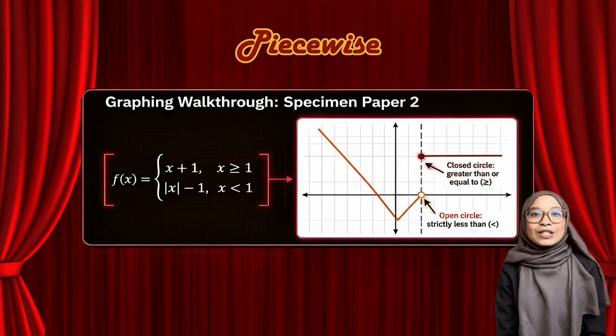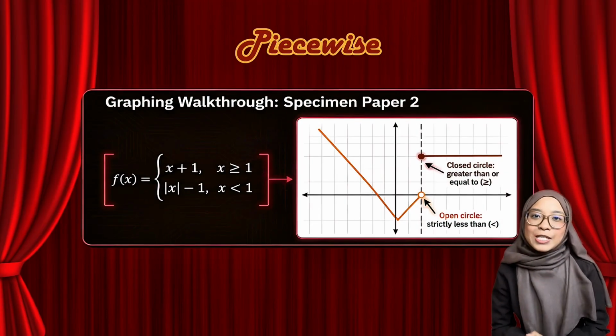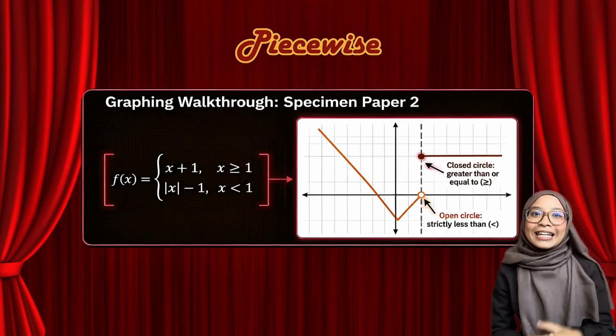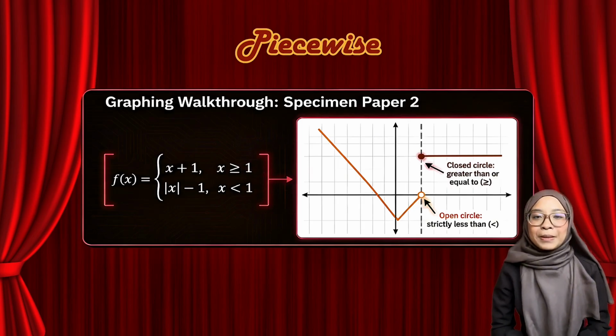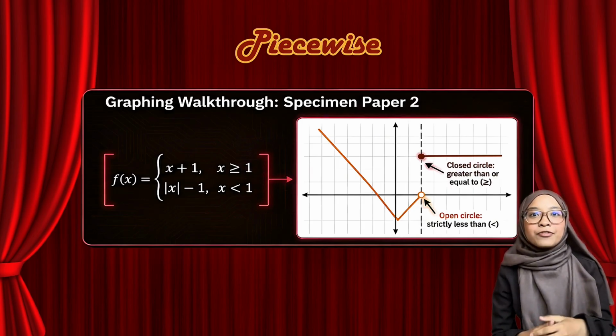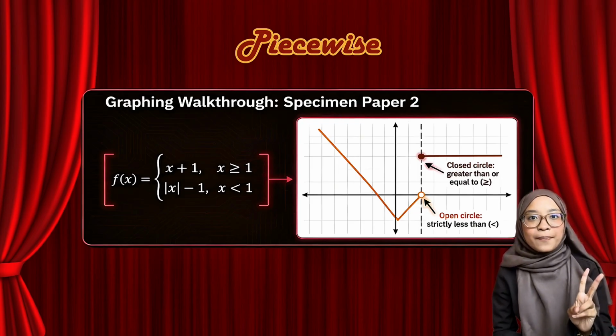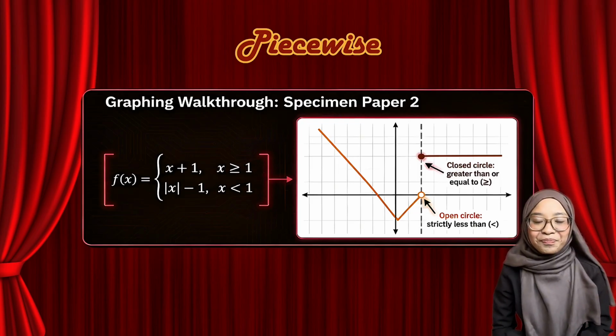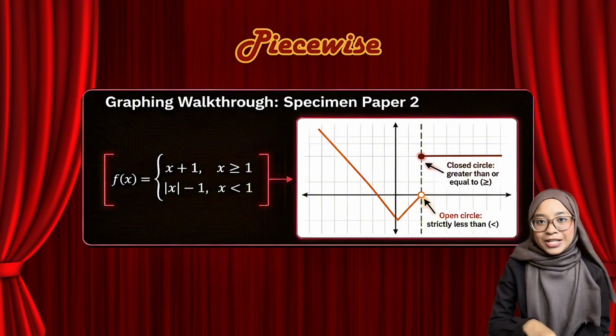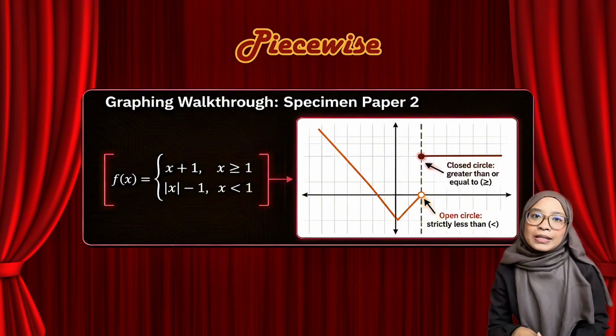Finally, let us look at piecewise functions, specifically taking an example straight from specimen paper 2. Here, we have defined f(x) into two distinct pieces depending on its domain. When sketching a piecewise graph, boundary points are crucial.